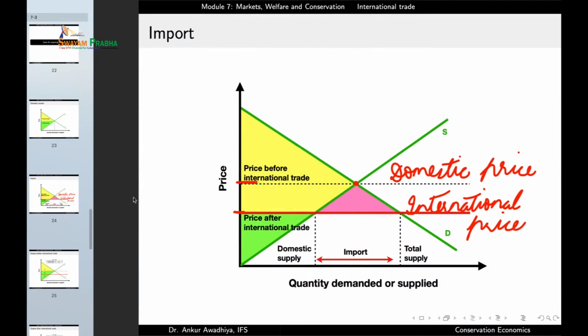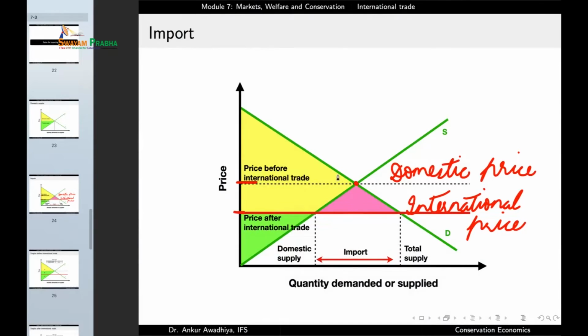Now the total quantity that is demanded in the market is given by the point where the demand curve intersects the price curve. So this is the demand curve, and it is cutting the international price curve at this point. So this is the quantity that is being demanded and supplied in the domestic market.